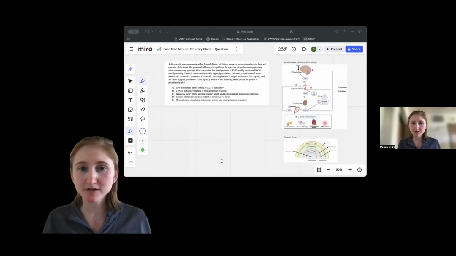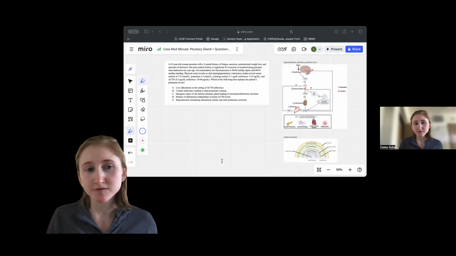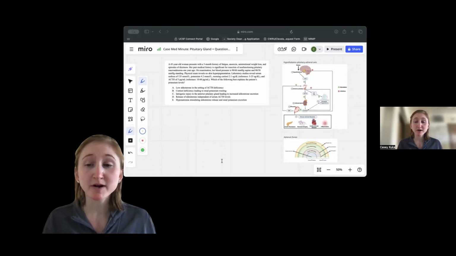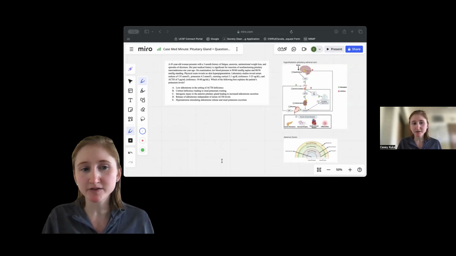So what else is the adrenal gland secreting? We have androgens from the zona reticularis, mineralocorticoids from the zona glomerulosa. We know aldosterone, our main mineralocorticoid, controls sodium and potassium levels, both of which are normal in this patient. So this tells us aldosterone should be normal as well.